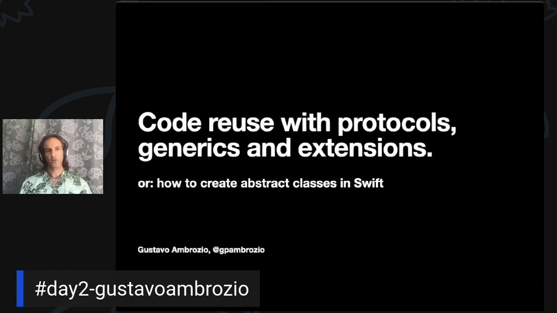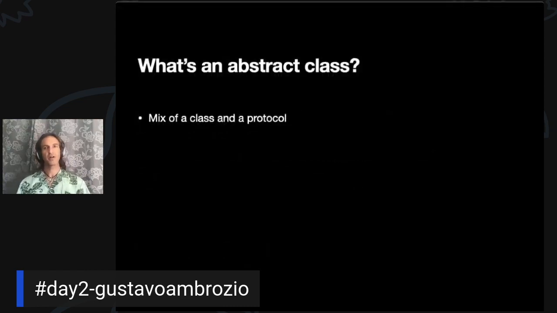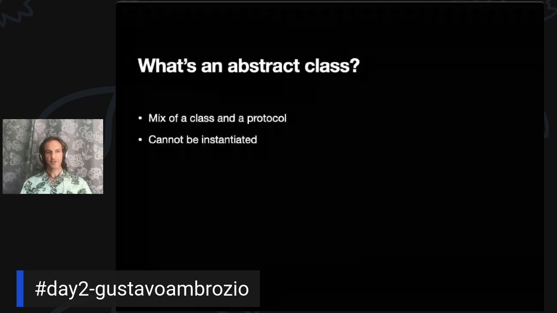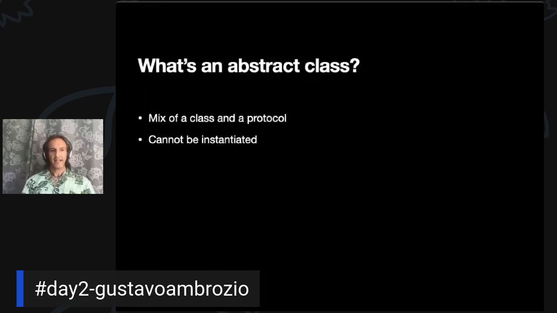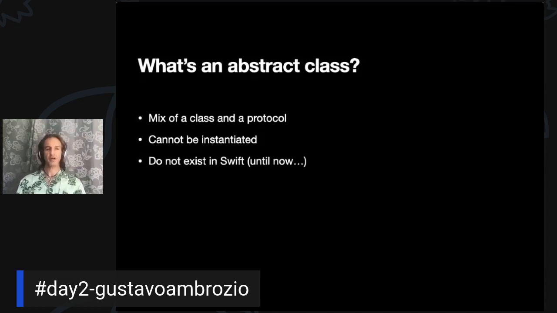So let's talk about what is an abstract class. For those of you who never did Java, or C++ also has that, it's kind of a mix between a class and a protocol, like in Swift, right? And it's a class that cannot be instantiated. It's abstract, so you can't instantiate an abstract class. And they do not exist in Swift. Well, until now they didn't. So let's see uses and examples here.